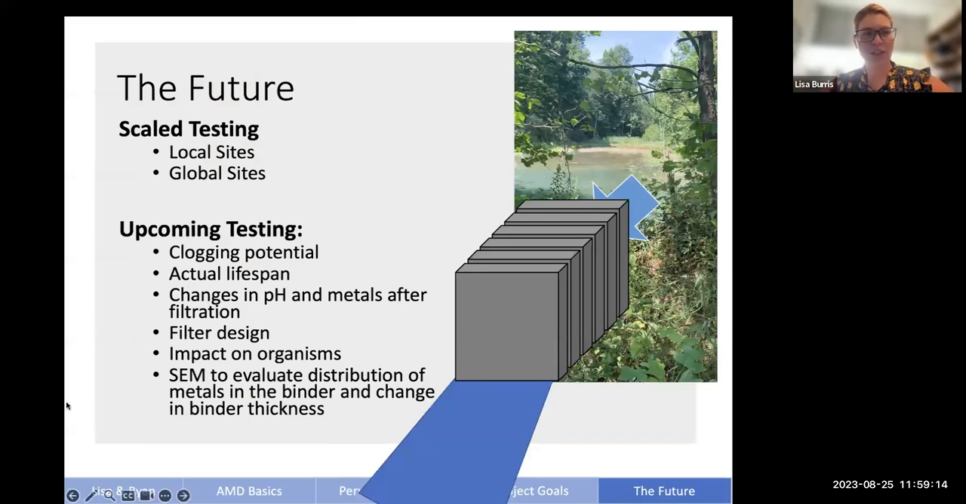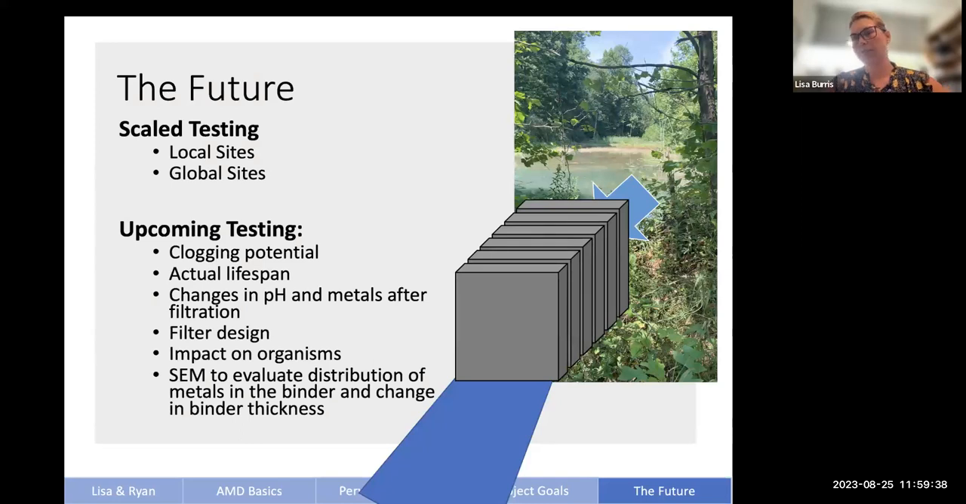So I see that I've talked too fast and we're not anywhere close to the end time here, but our future for this is to scale up. We think we've shown some pretty effective heavy metals and pH mitigation ability from our in-lab samples and our flow-through samples. And so we're looking now to scale up and test this at a real site.